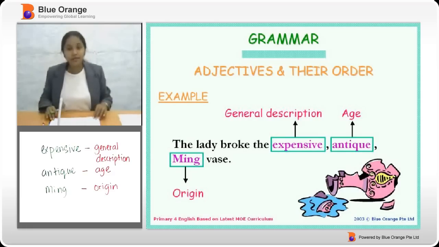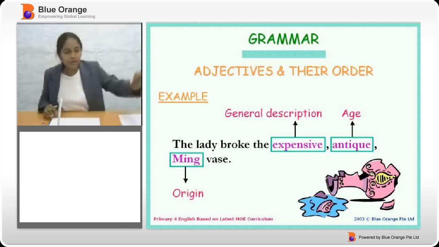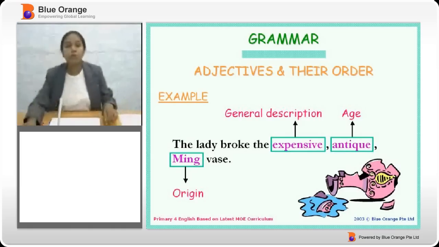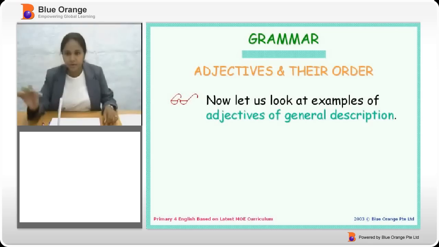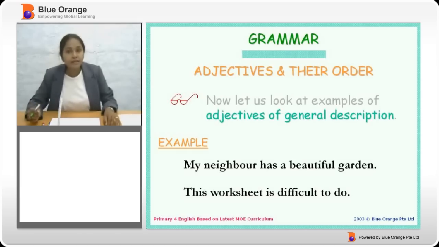So we know that the order of adjectives is very important when we are describing a noun using more than one adjective. Now let us look at some examples of adjectives of general description. My neighbor has a beautiful garden. This worksheet is difficult to do. Here beautiful and difficult are general description.